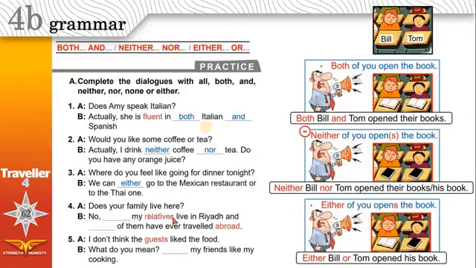Does your family live here? No, my relatives live in Riyadh. Relatives means members of my family, and of them have ever traveled abroad to a foreign country. What will we use? All or none? We can't use none here because you can't say none my relatives. You have to say none of my relatives. But you can say all my relatives live in Riyadh and none of them have ever traveled abroad.